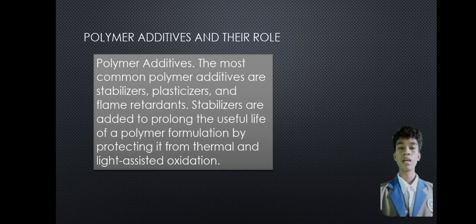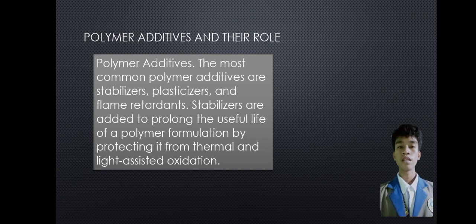Polymer additives are substances that are added to polymer during their processing or manufacturing to enhance their performance or modify their properties. These additives can serve various purposes such as improving the polymer strength, flexibility, durability, flame resistance, UV stability, or processing characteristics. And there are several types of polymer additives, each with a specific function.